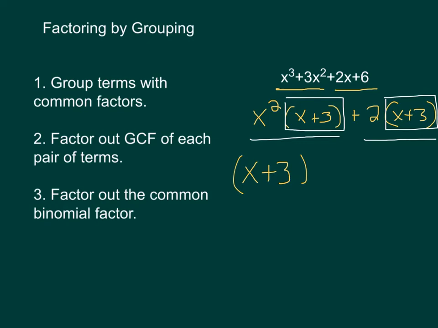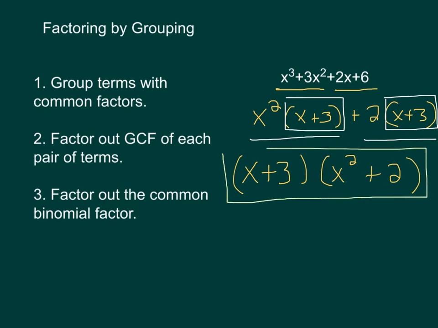What that leaves me with is, well, x plus 3 times something gives me x squared times x plus 3. Well, that something then has to be the x squared that I started with right here. Similarly, this term, 2 times x plus 3, comes from x plus 3 times something. That something is the 2 that's left behind. And there I have my factored form. X plus 3 times x squared plus 2 is completely factored.